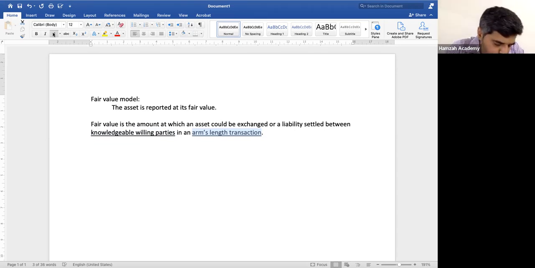And the fair value is basically different from the market value because this is the value at which the transaction is triggered. This is the value at which we trigger the transaction, right? So that is why it is going to be called the fair value. For example, this is the value at which you are willing to exchange your asset. You know about the market because these are knowledgeable, willing parties.